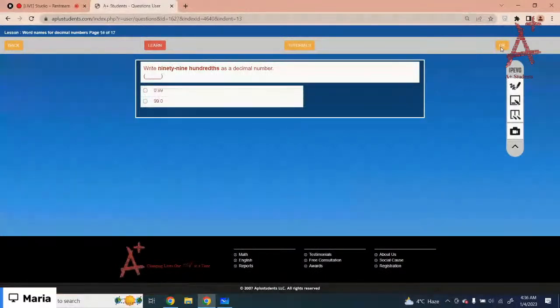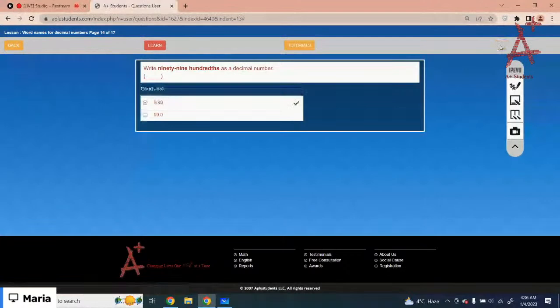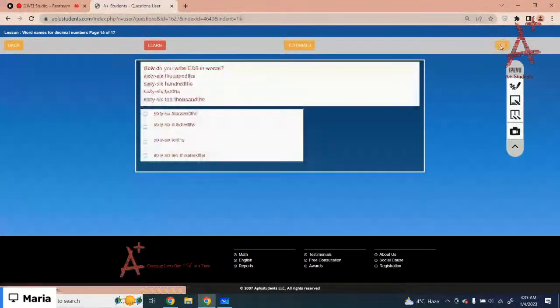Okay, the next one is write 99 hundredths as a decimal number. So which of the options is the correct one? First one or second one? Yes, that would be 0.99. Got it? Just select the correct option and click the OK button. How do you write 0.66 in words? It would be 66 hundredths. Got it? Option number 2 is the correct option. Just select the correct option, then click on the OK button.